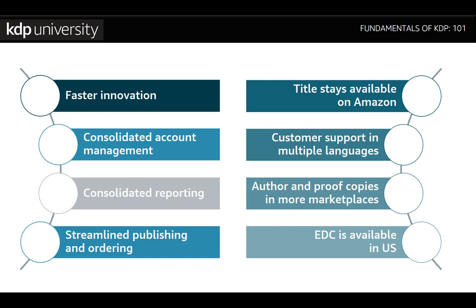By transitioning your titles to KDP, you have consolidated account management and consolidated reporting. No more trying to remember 2 logins and passwords. In addition, your title's availability on Amazon remains live until you remove it. Your sales on KDP are not interrupted when you make changes to your book. The KDP website is available in 7 different languages, with customer service in each of those languages.